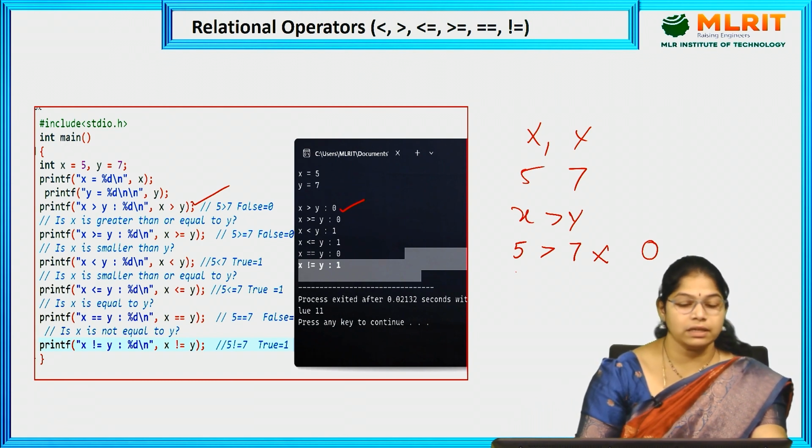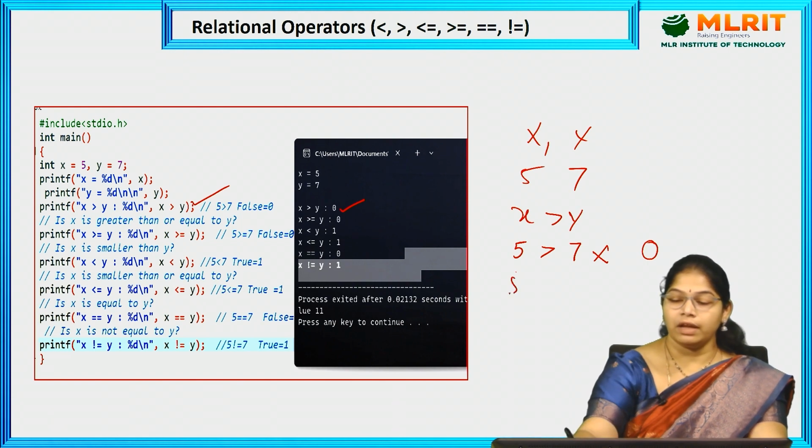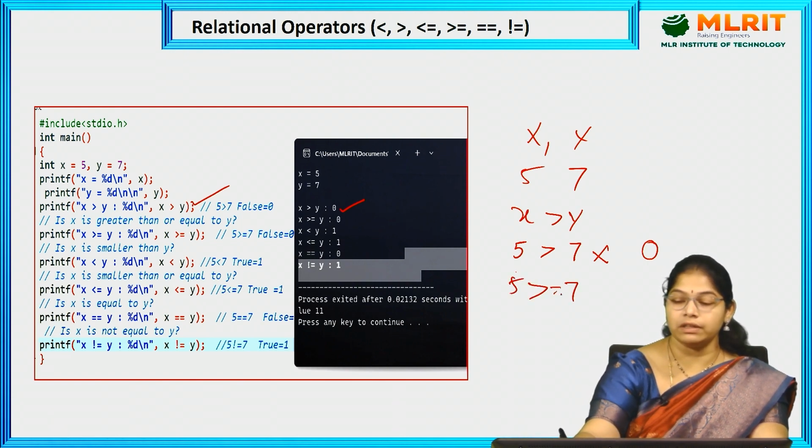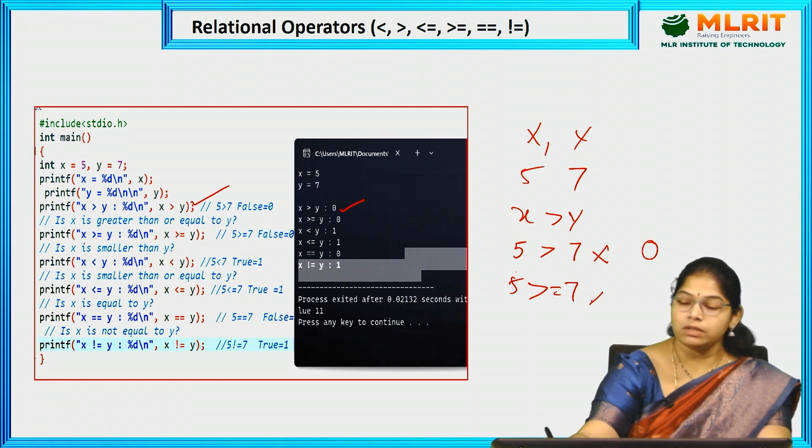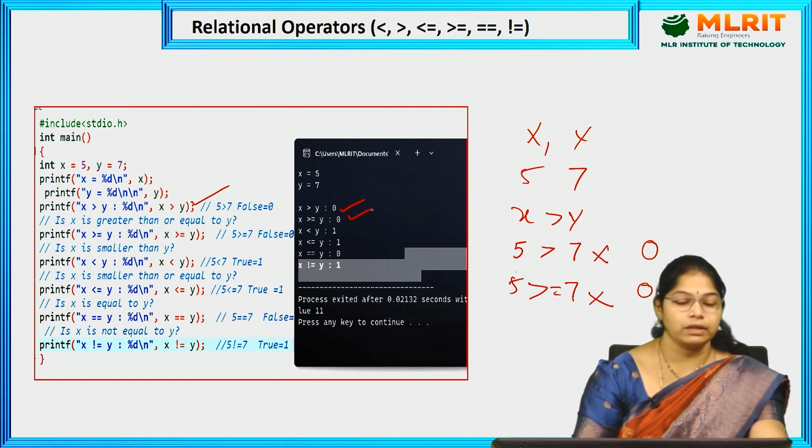Next is x greater than or equal to y, where x value is 5 and y value is 7. Is 5 greater than or equal to 7? No, false. So false is represented with the binary value 0. So here we got the value 0.